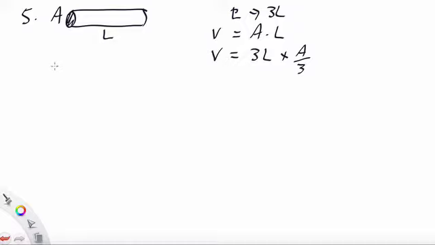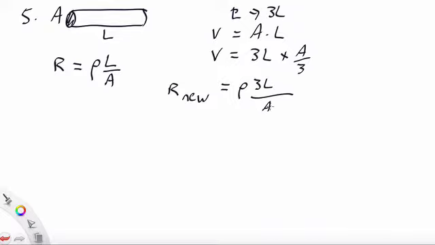So let's have a look at the resistance then. Rho stays constant, it's rho times L over A. So the new resistance, it's the same resistivity. We've got 3 times L. We're dividing it by A over 3, so it's actually 9 times the old resistance, which is 9 times 6, which is 54 ohms.